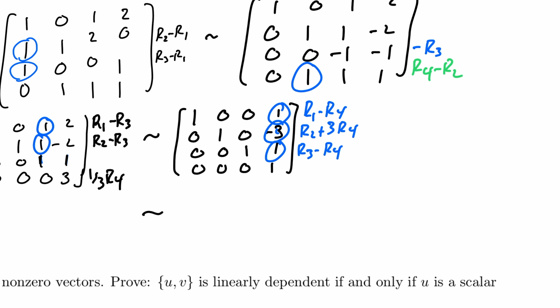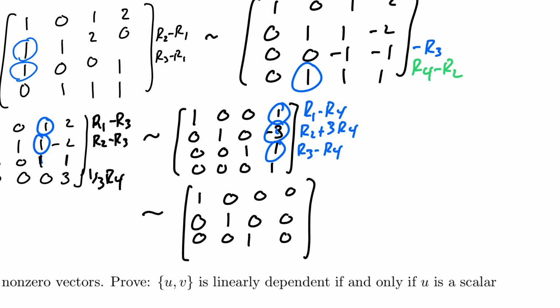All right, performing these operations here, I've got row 1 minus row 4. It's going to give me 1, 0, 0, 0. Then row 2 plus 3 times row 4 is going to give me 0, 1, 0, 0. Then I've got row 3 minus row 4 is going to give me 0, 0, 1, 0. And lastly, the last row is unchanged. We get exactly the identity matrix.